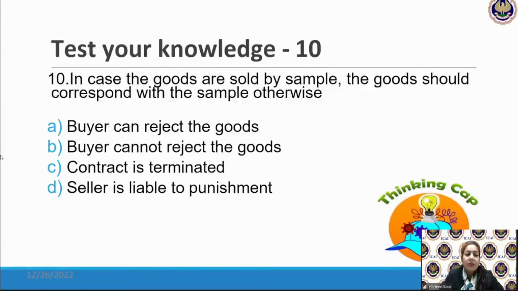So the correct answer is simple. Buyer can reject the goods. If the goods are not as per the sample, you will reject the goods and claim your money back. Contract is terminated. Seller is liable to punishment. The terms are used just to confuse you, children.